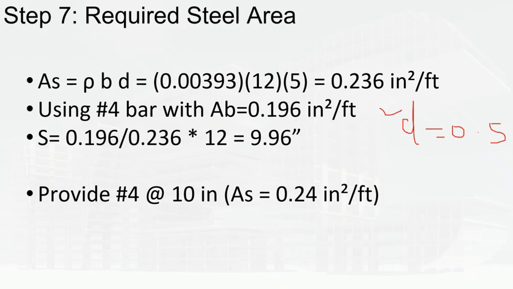Now for spacing, you need to use the formula Ab divided by As, multiplied as a whole by 12. When you do that, you'll get 9.96 inches. So you can provide bar number 4 at 10 inches center to center spacing. That's your main steel bars, that's what you need to lay on your slab.